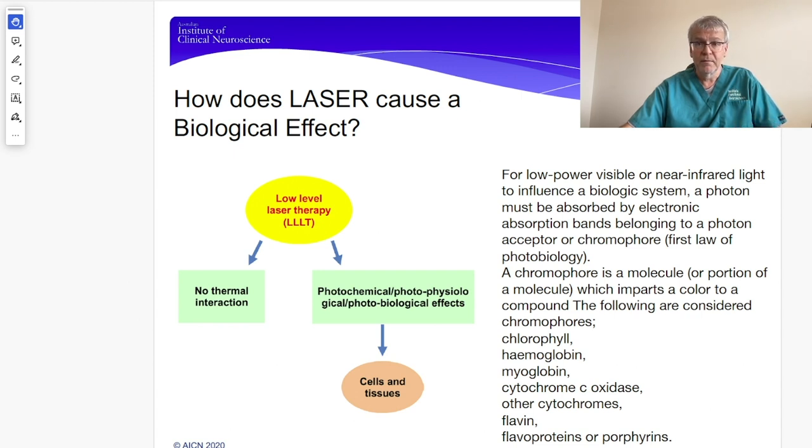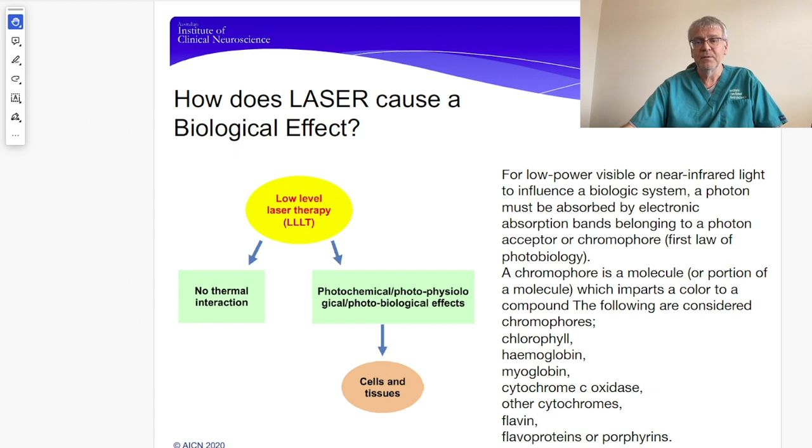Hemoglobin. So this may be new to you, but hemoglobin has the ability to alter its activity if light shines on it. Myoglobin, which is another protein that's in a muscle. Cytochrome oxidase, which is really the big one that a lot of the effects we're going to see are going to be coming from. Other cytochromes besides cytochrome oxidase, flavin and flavoproteins, and porphyrins.